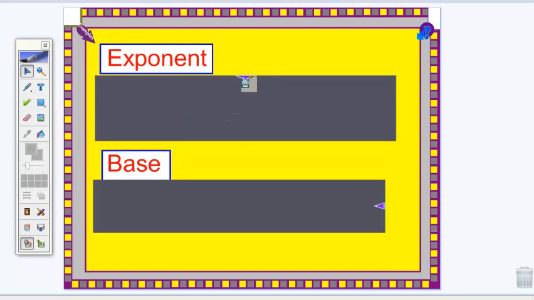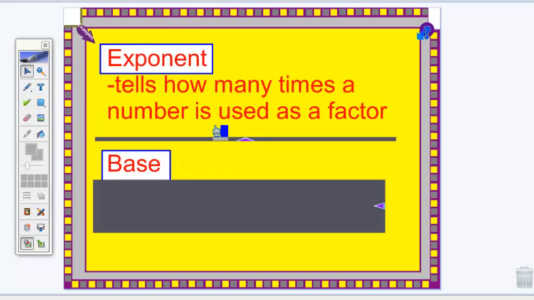Now, what are exponents? The exponent tells you how many times a number is used as a factor. Like we saw with 625, we expanded it by using 5 as a factor 4 times. A word we need to know is base.